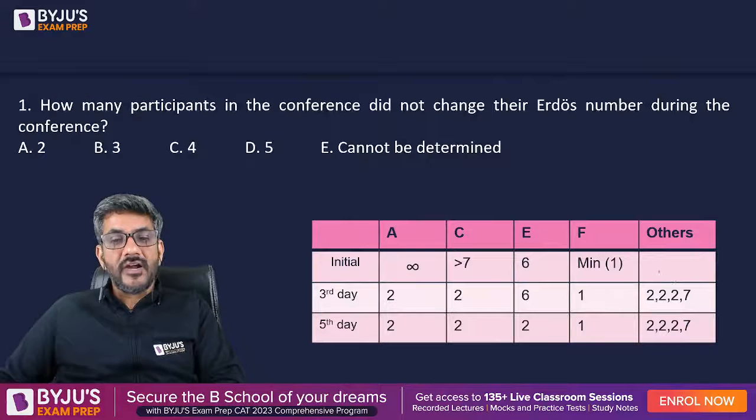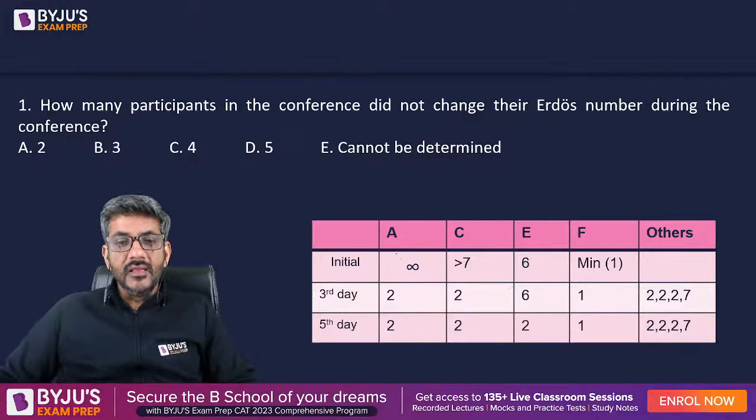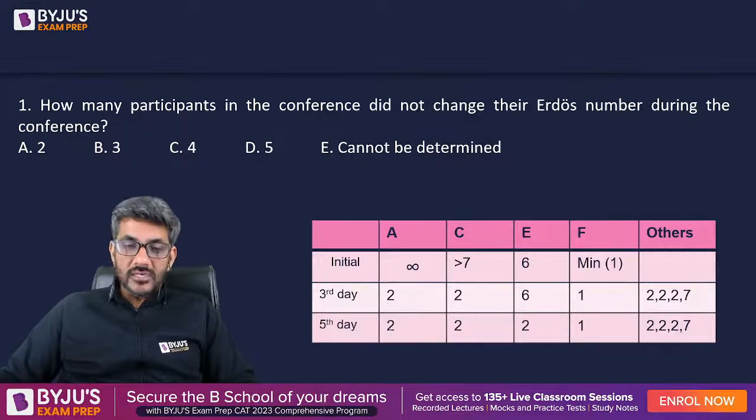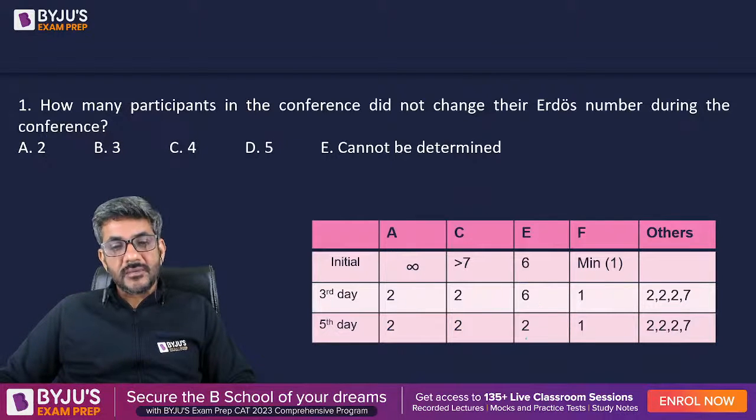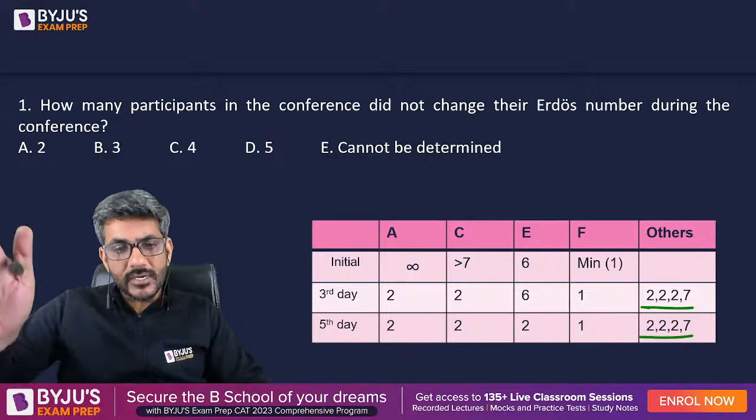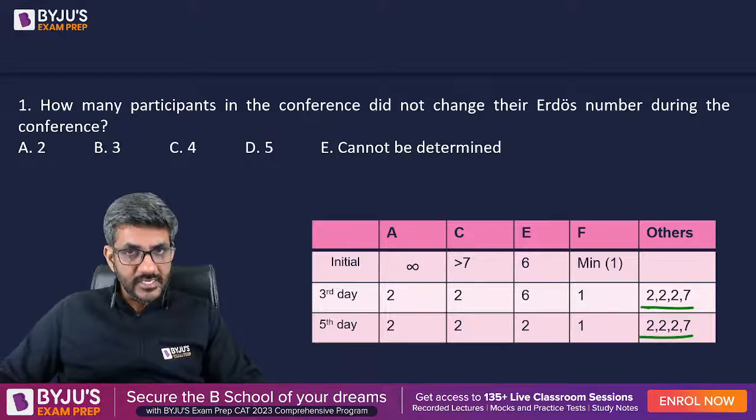So the table finally looks like this. I can say A had an infinite ADOS number initially, which became 2 later on and 2 again. C had an ADOS number of more than 7, which remained 2. E had an ADOS number of 6, which became 2. F had 1, it remained 1. The other three guys were 2, 2, 2, 7. Who were these guys? I don't know about that.